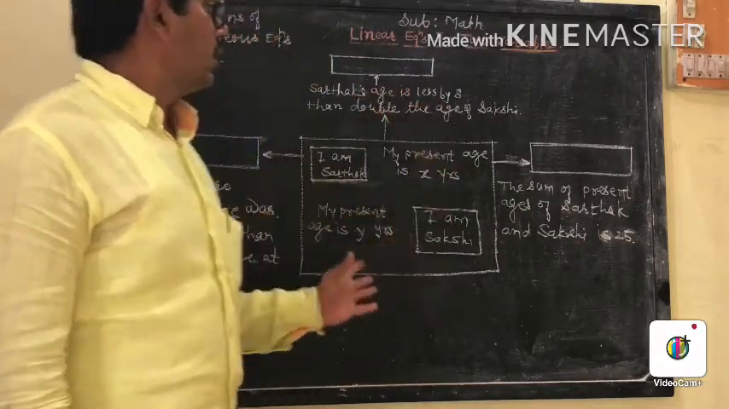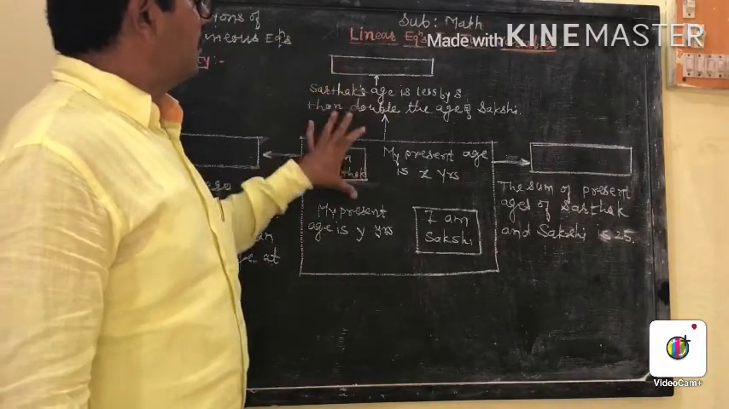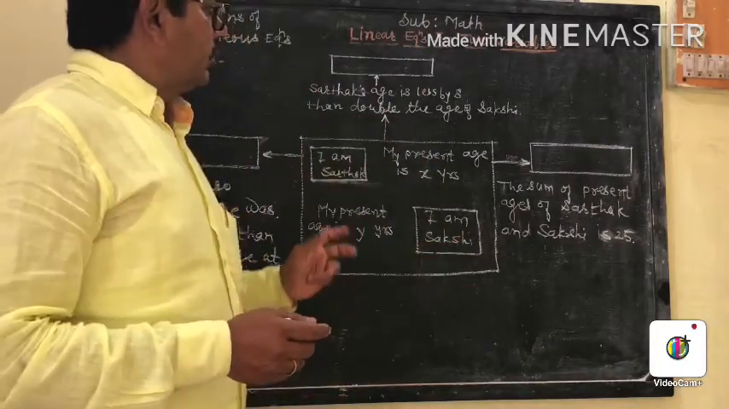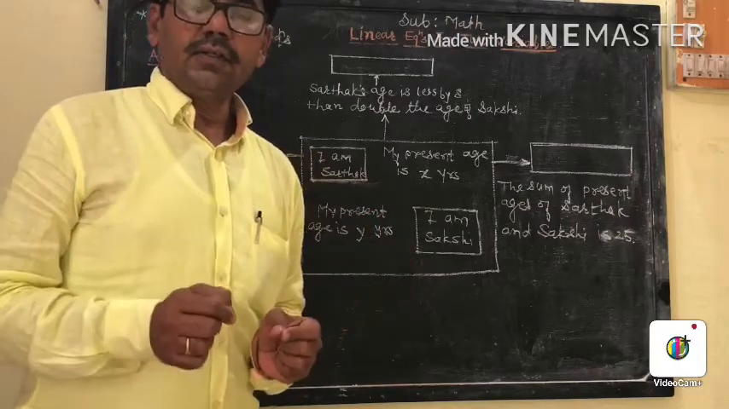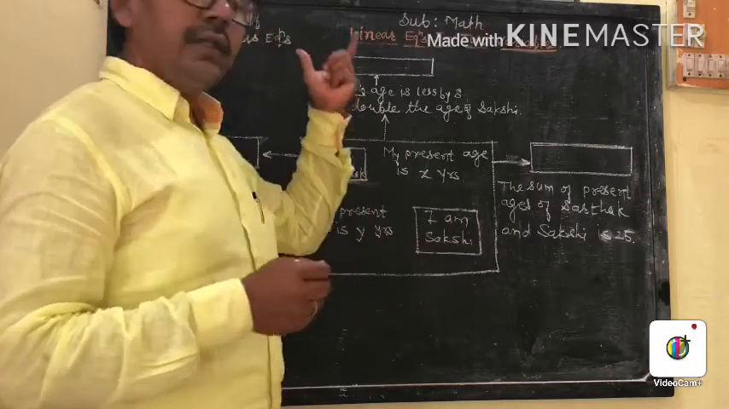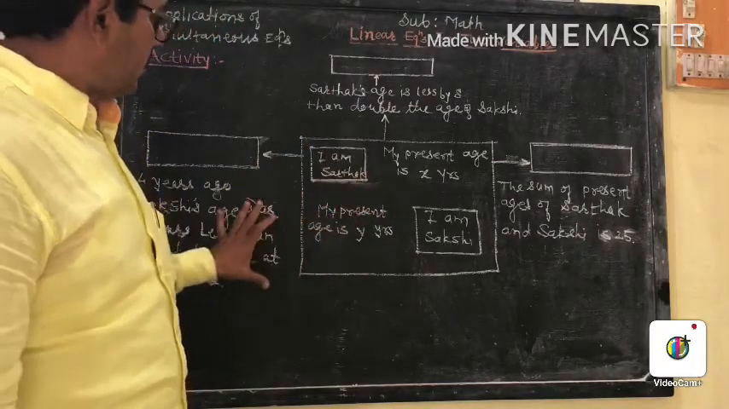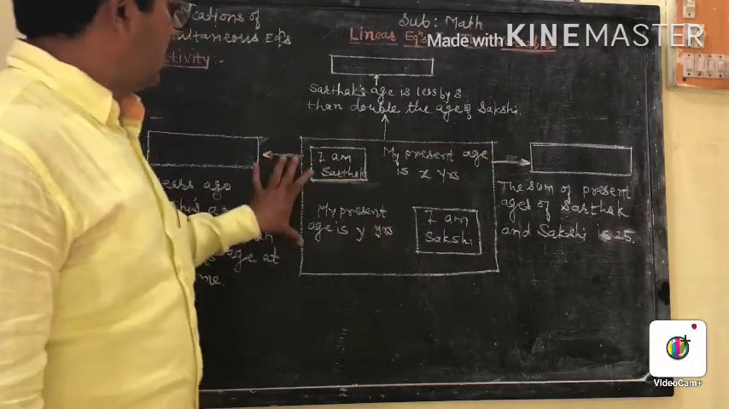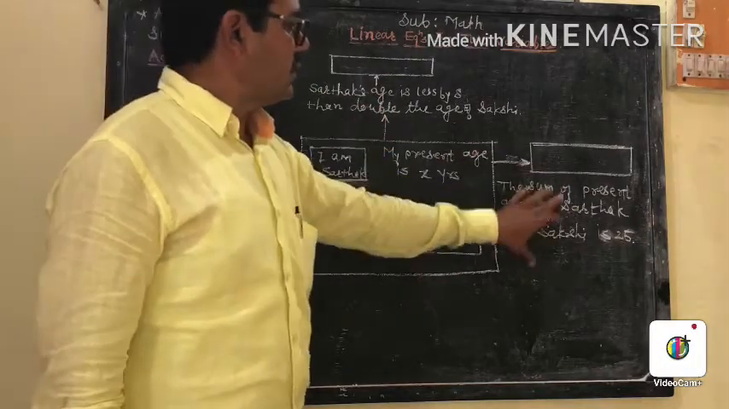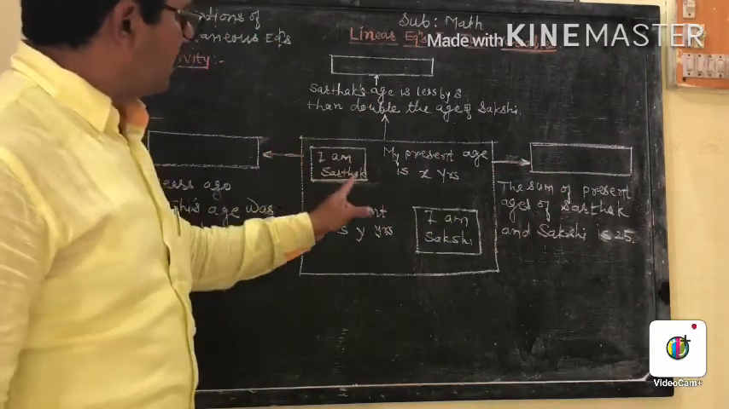I have written here one example, that is the activity. We have to fill the boxes here. In a word problem the conditions are given, and with the help of these conditions we express them as linear equations in two variables. Here the conditions are given. This is a box, and from this box we have to find all these conditions or equations.